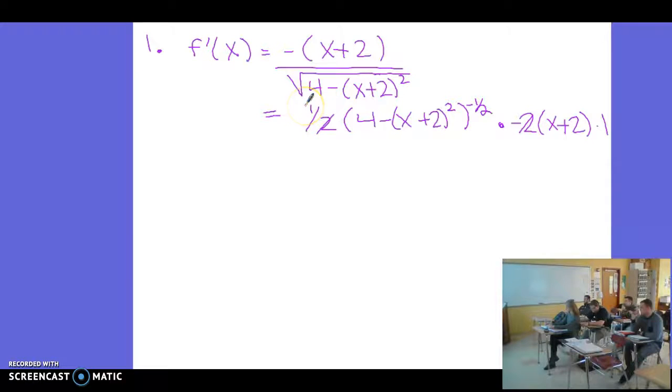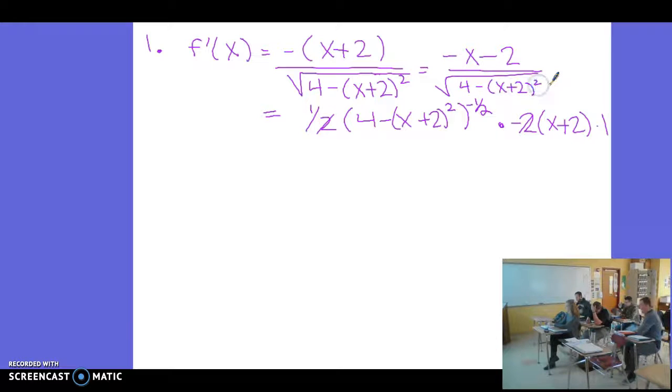Oh, I see what I did. I dropped my negative to the top. So you get negative x minus 2 if you wanted to distribute it in, but you cannot lose that negative. No, I got that. I wrote the problem down here. I didn't do all that stuff.